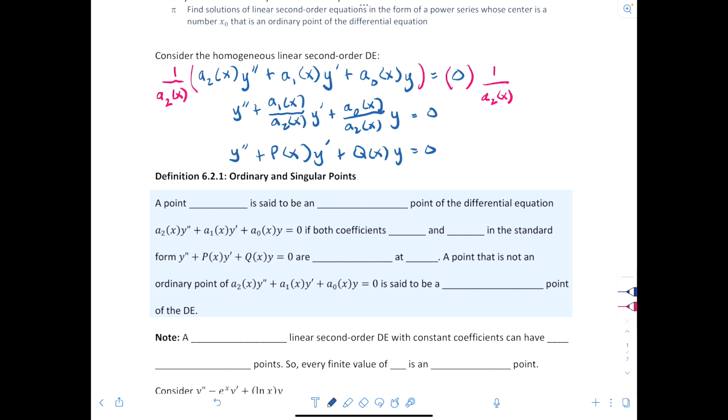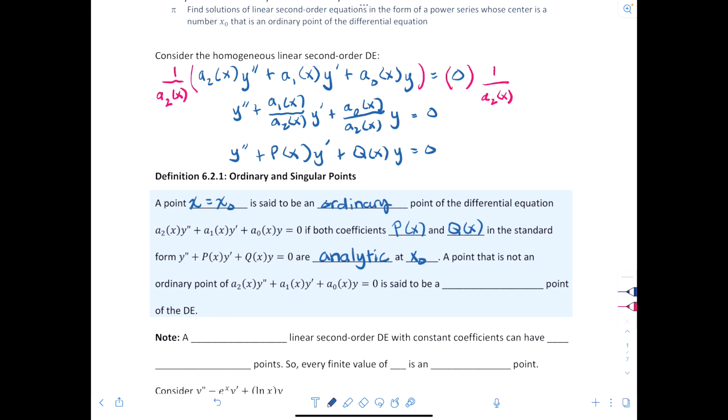Okay, so definition 6.2.1, ordinary and singular points. A point x equal to x0 is said to be an ordinary point of the differential equation, the one we just talked about, if both coefficients p at x and q at x in the standard form, which we just derived, are analytic at x0. So whatever we are centering our power series at.